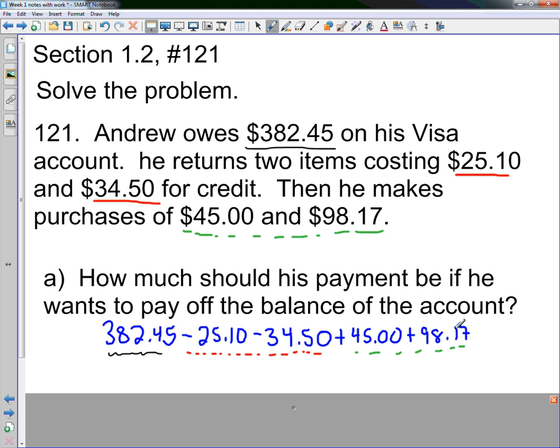Okay, so I'm going to go ahead and pull up a calculator to add and subtract these, and then we'll see what we get. If you want to add and subtract them by hand, remember to line up your decimals with addition and subtraction.